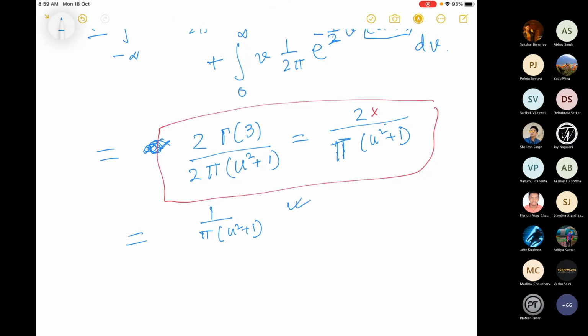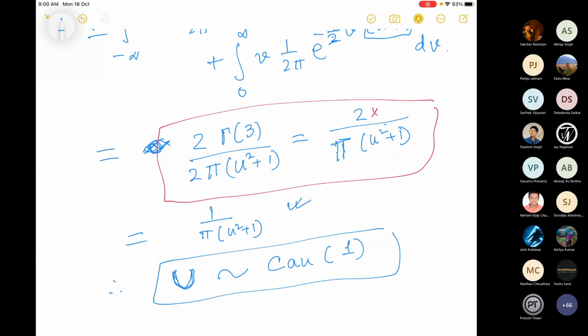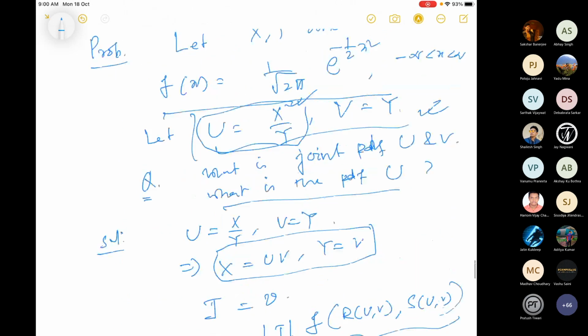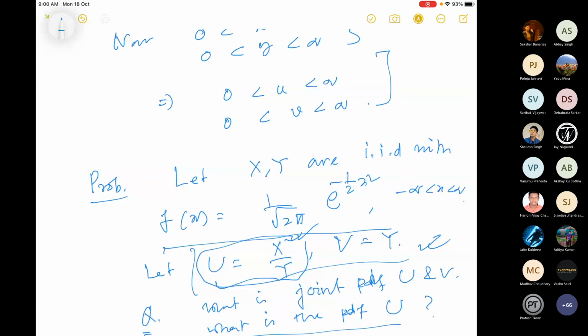Now, can anybody tell me what is this distribution? Okay, I'll write it, and then you can verify. This U is Cauchy distribution with the parameter 1. You can go back and see what is the Cauchy distribution that we have talked about before. So basically what is happening here is if X and Y are independent standard normal, then X divided by Y is Cauchy.